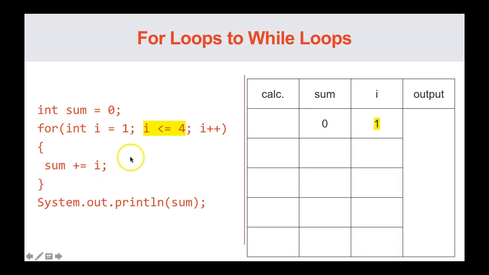So is 1 less than or equal to 4? You betcha. So we're going to drop down inside the body of our loop, and we're going to do sum plus equals I. That involves a calculation. So we take what sum was, which was set originally at 0, and we add to it I, which we know is set right now at 1. So now sum is equal to 1.